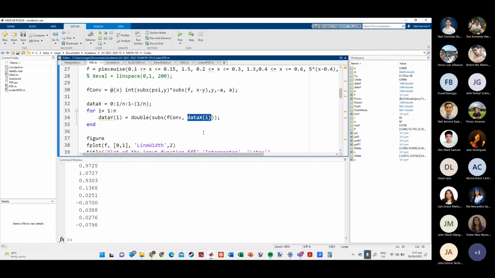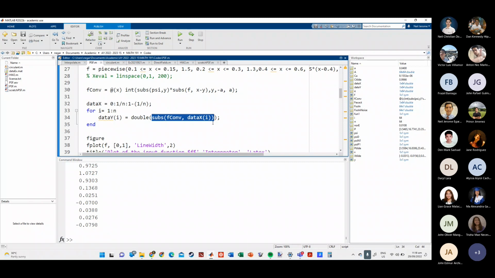Right, so the ith entry in data y would be the value of f convolution at the ith value of data x. So ibig sabihin, sa substitute ko lang kay f conv yung pang-I na laman ni matrix data x. Kaya lang yung resulta ng subs ay symbolic variable pa rin. Fractional yan. Tapos ang sagot dyan ay iti-treat ni Matlab as if it's a symbolic variable. Matagal mag-handle si Matlab ng symbolic variable.